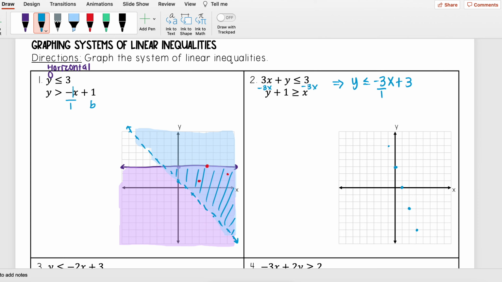I have that line underneath that's less than or equal to, so that means this one's a solid line. And it's everything less than this, so that means I want to shade below. Because remember, for less than or less than or equal to, you're going to shade below.